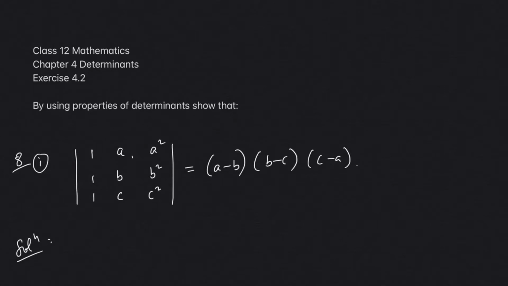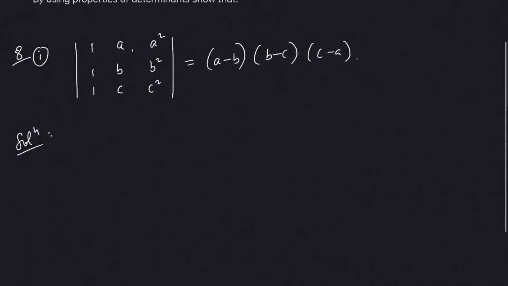Class 12 Mathematics, Chapter 4 Determinants. Let us continue with the properties of determinants. Using properties of determinants, show that question number 8.1. As we have learned earlier, these are all based on transformation of matrices. And then, of course, we have already studied some uses of some properties of determinants. Now let's try to solve all of those.